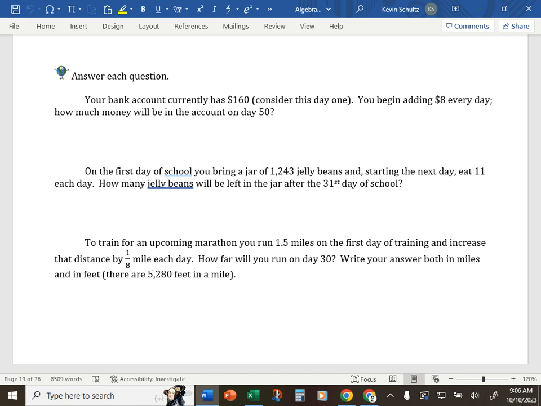So what is in our formula, what does that make 160? If this is day 1, common pattern. That's your A1, your first term. Today you're starting with this. Okay? You begin adding $8 every day. What does the $8 represent? The D. That's the pattern, right? You're continuously adding $8 each day. That's the common difference. How much money will be in the account on day 50?